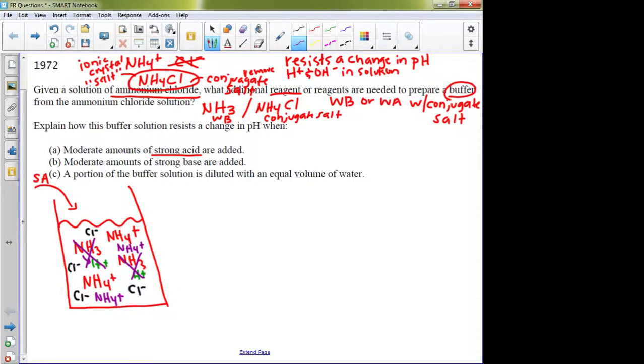Okay. So, if I was to write the net ionic equation for this, how is this happening? Well, the NH3 is taking away the H positive, and it's making NH4 positive. So since I don't have this H positive in solution, then my pH doesn't change significantly. Does that make sense? We would just write the equation for the answer.